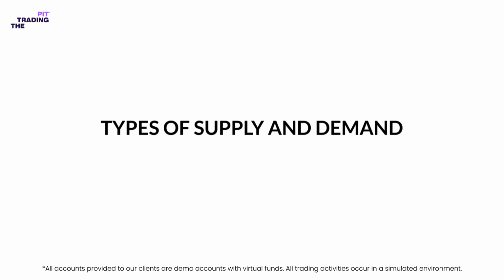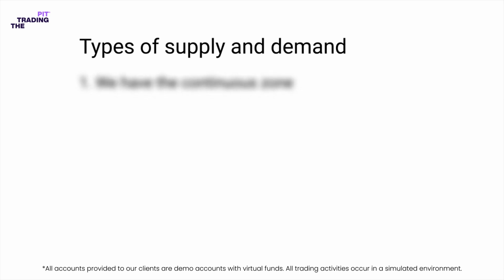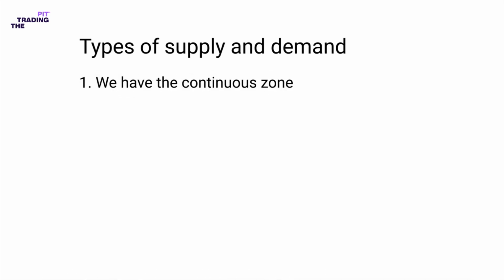Today, I will teach you about two types of supply and demand. So, let's get started. Number one, we have the continuous zone. Number two, we have the reversal zone. So, let's discuss the two types of supply and demand in detail.